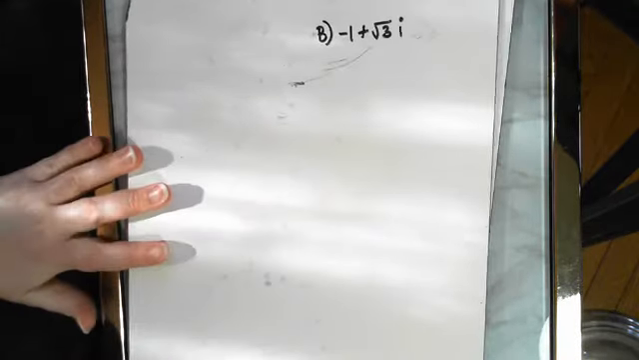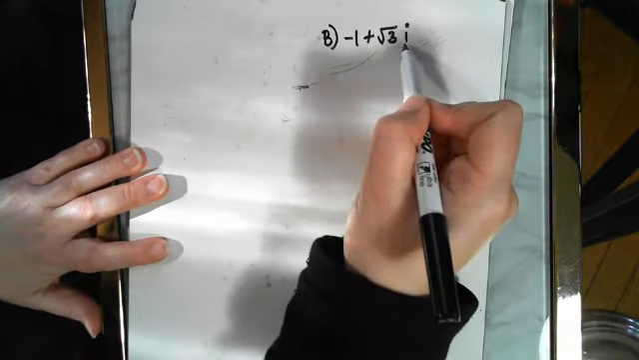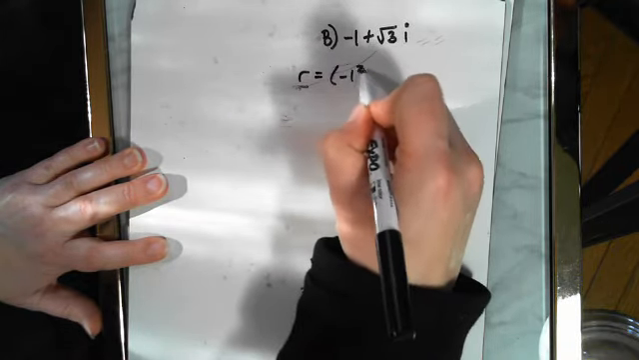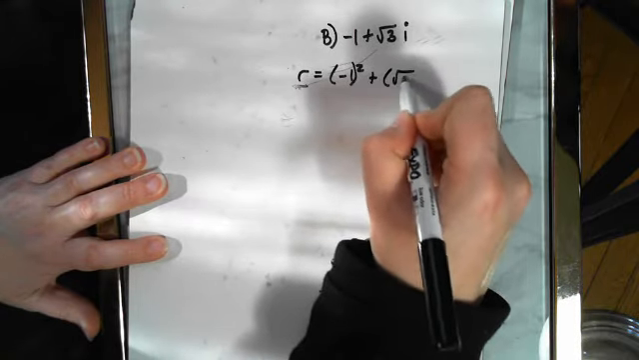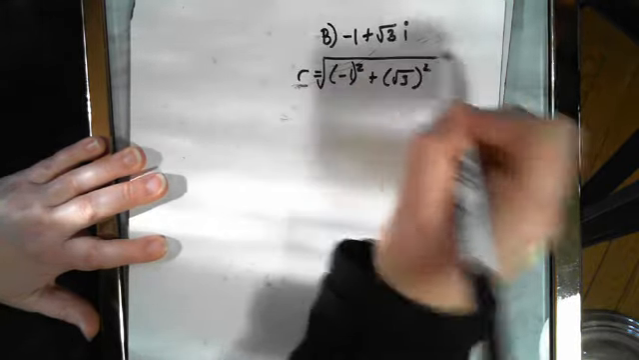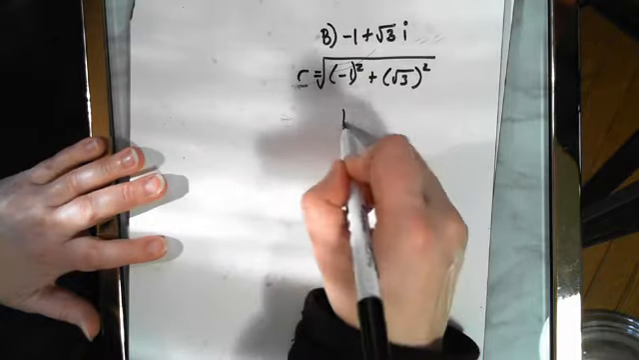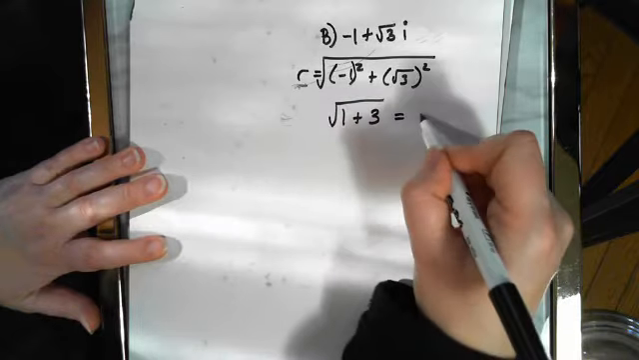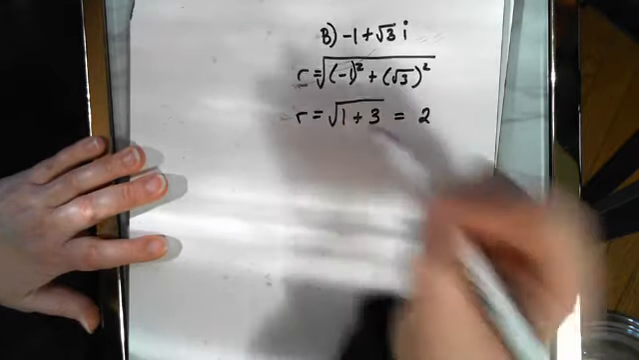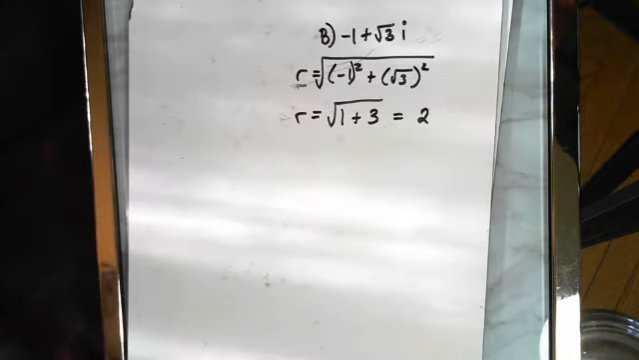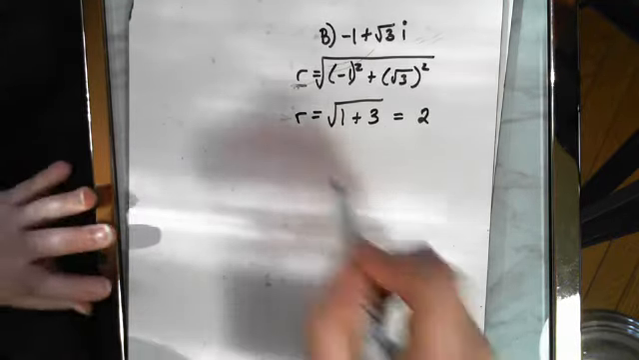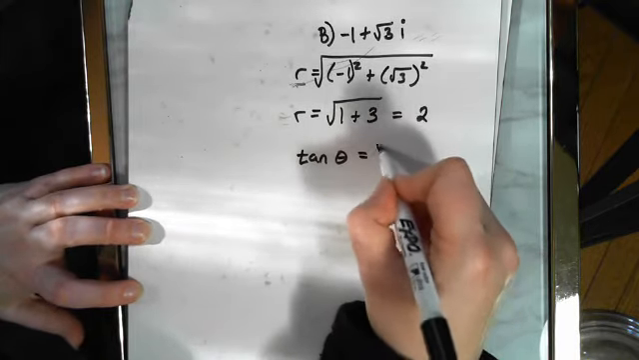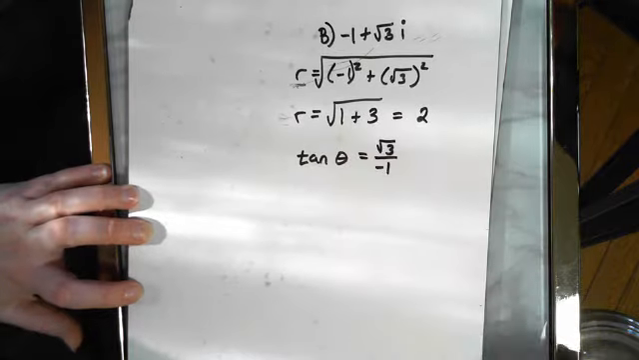Okay, part B. I have -1 plus the square root of 3 i. So for r, I have -1 squared plus the square root of 3 squared. Okay, -1 squared is 1. Square root of 3 squared is 3. So r is the square root of 4, which is 2. And remember, r's are always positive because they are describing an absolute value. Okay, now I know that tangent of theta equals y over x, so square root of 3 over -1.